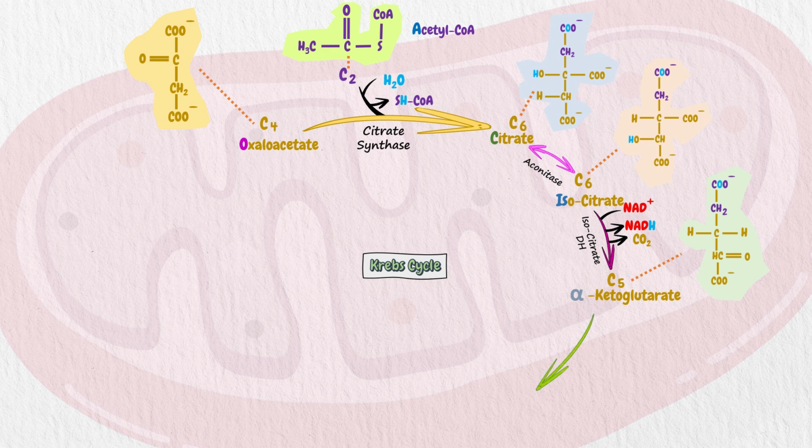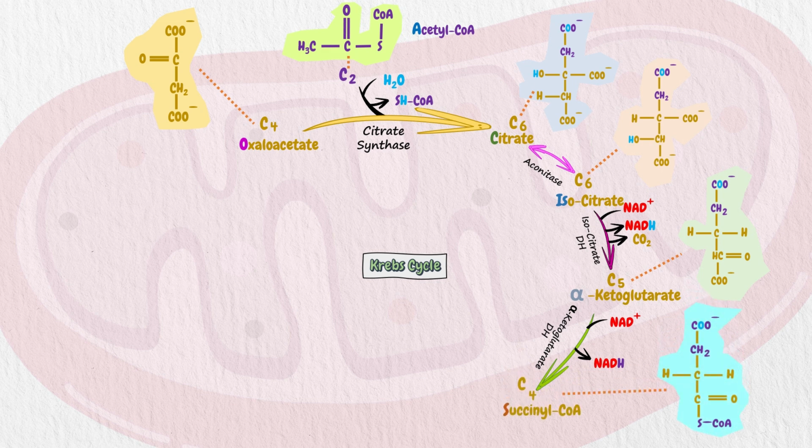Next step is also not reversible. In the presence of alpha-ketoglutarate dehydrogenase, dehydrogenase again indicates that there is dehydrogenation, meaning conversion of NAD+ into NADH, as in this step. Succinyl coenzyme A is produced. It is a 4-carbon structure. It means decarboxylation or loss of carbon dioxide has occurred. Coenzyme A with sulfhydryl functional group is also added. So succinyl coenzyme A is produced.